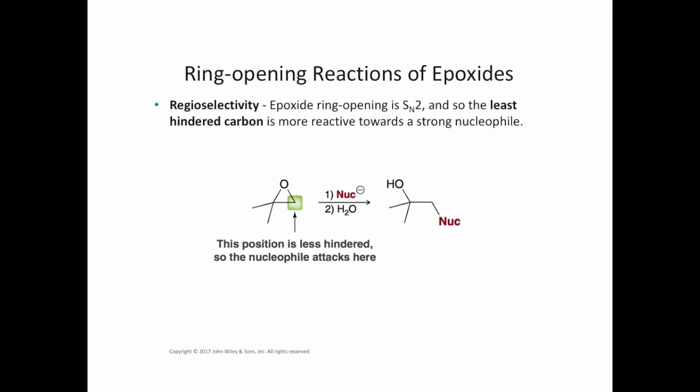For these types of ring opening reactions, they occur via SN2 mechanisms, and the least hindered carbon is going to be attacked by the strong nucleophile. So this carbon has two hydrogens on it, so it is much less sterically hindered than this carbon, which has two methyls. So the nucleophile is going to attack that carbon and open up the ring. The second step with water is simply going to protonate the O- that is formed.